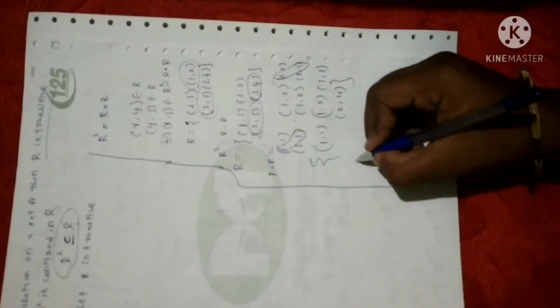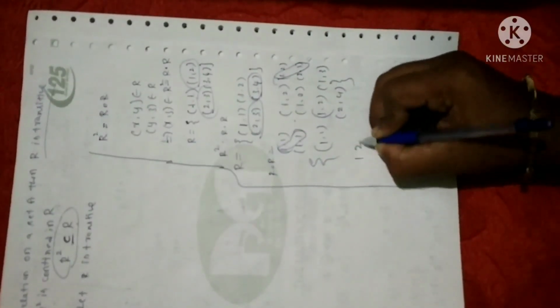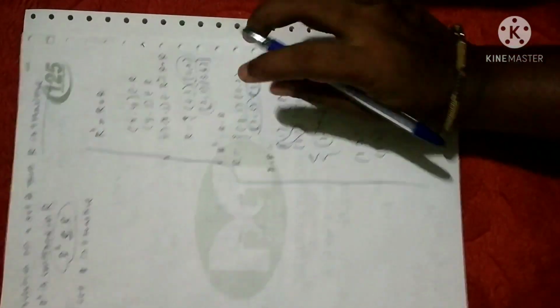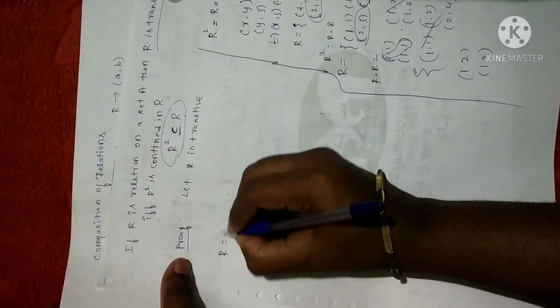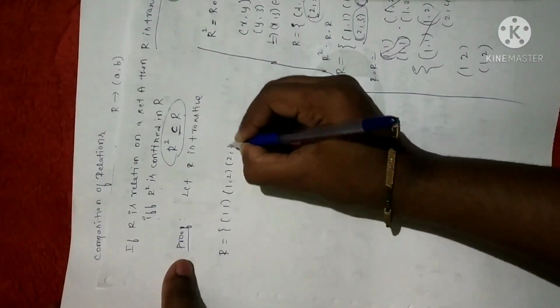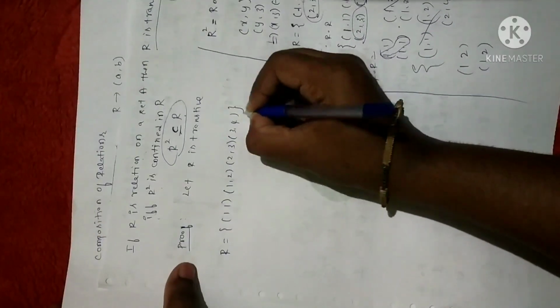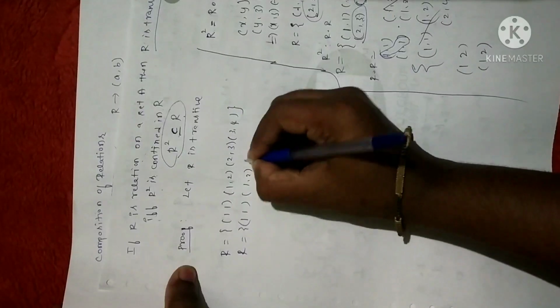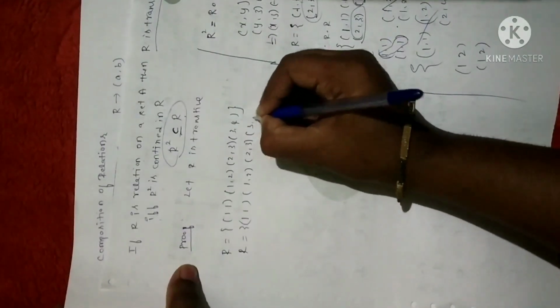In the sense, when I have taken 1 2 and 1 2, I'm sorry, this is wrong, right? I'm sorry. See here, I'll tell you once again. I have a relation R: 1 comma 1, 1 comma 2, 2 comma 3, 3 comma 4. Again a relation: 1 comma 1, 1 comma 2, 2 comma 3, 3 comma 4.